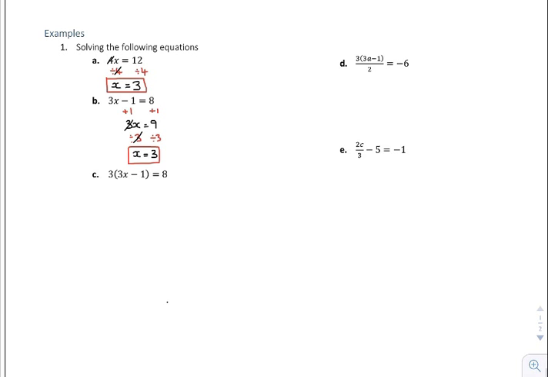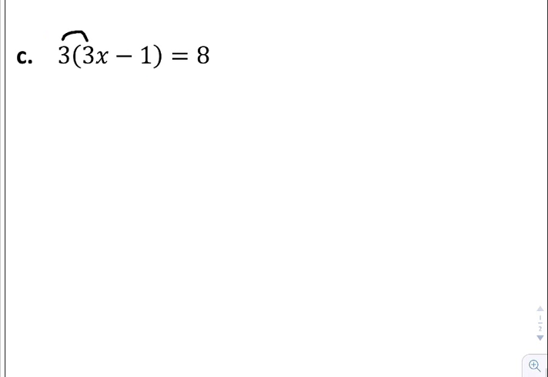This tutorial will focus on examples 1C, D, and E, solving linear equations using 2 or more steps. The first example is 1C. You have two options to start this. You can either expand that bracket or you can divide by 3. We do have a multiplication in here, so the option to divide by 3 is available to us.